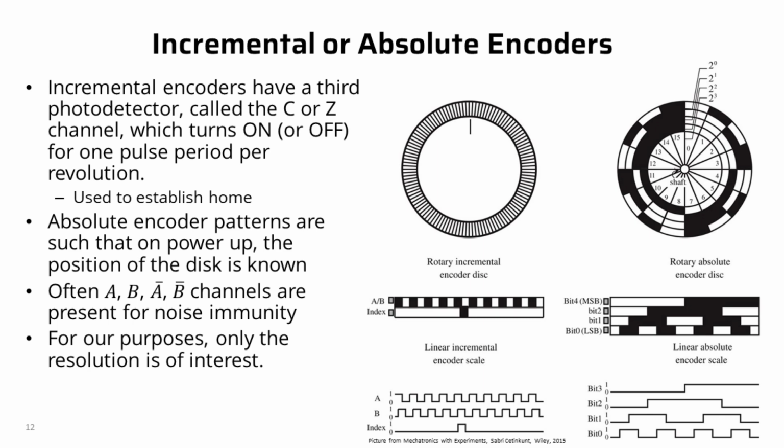Absolute encoders are becoming more common in systems. Really no difference from the perspective that we want to look at, which is, well, how many counts do we get per revolution? It's just that with the absolute, you know exactly where you're at when you start up.